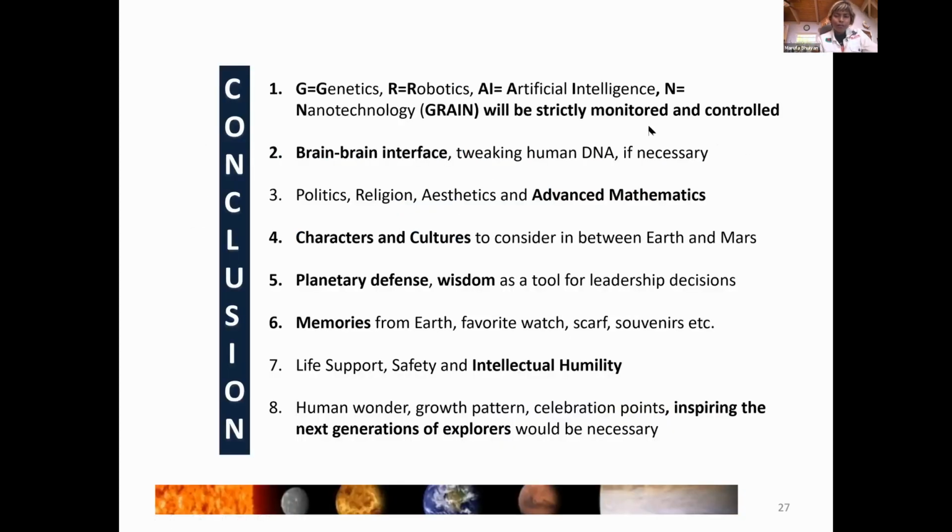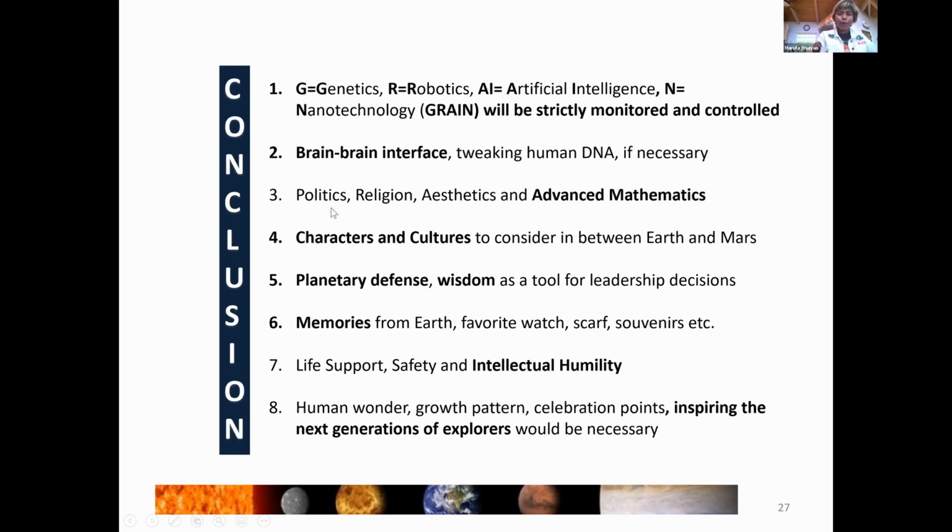So in conclusion, later I will show my internal database. I would say GRAIN is an acronym. GRAIN stands for Genetics, Robotics, AI, and Nanotechnology. It will be strictly monitored and controlled on Mars or even on Earth, as we see now. And then brain-to-brain interface would be interesting. And we can tweak some human DNA if it's necessary for our existence.